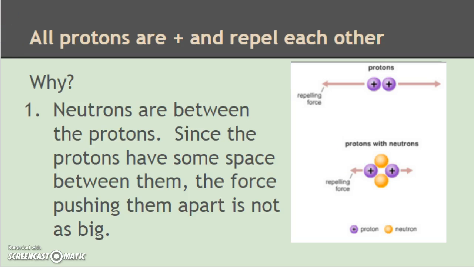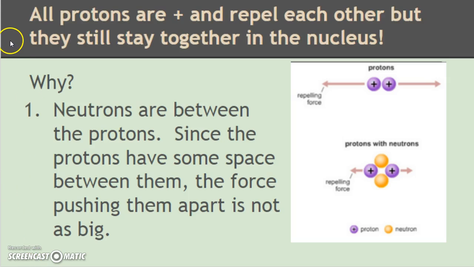So all protons are positive and repel each other, but yet they still stay in the nucleus. So every atom that has protons, which is everything except hydrogen, because hydrogen just has the one proton. So every other atom in the whole universe, the inside of it wants to be away from each other, but they stay together. Why? Reason number one, neutrons are between the protons. Since the protons have some space between them, the force pushing them apart is not as big. All right, so make sure you have that in your notes.